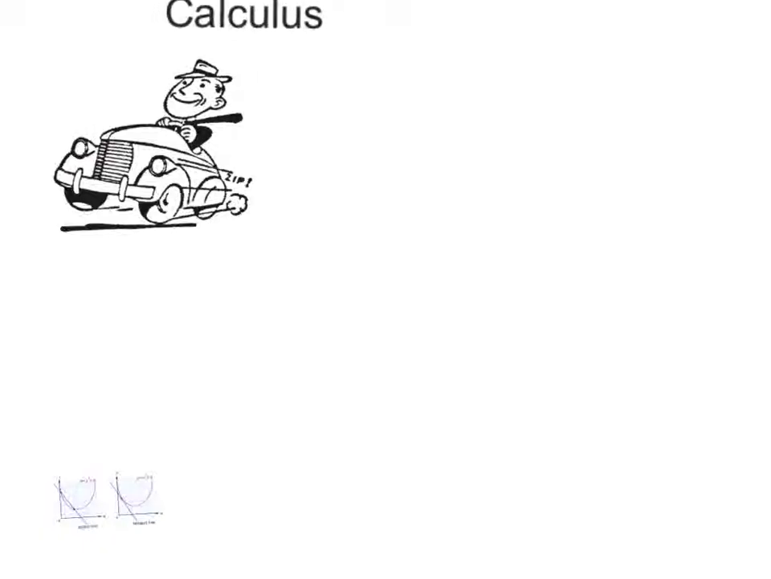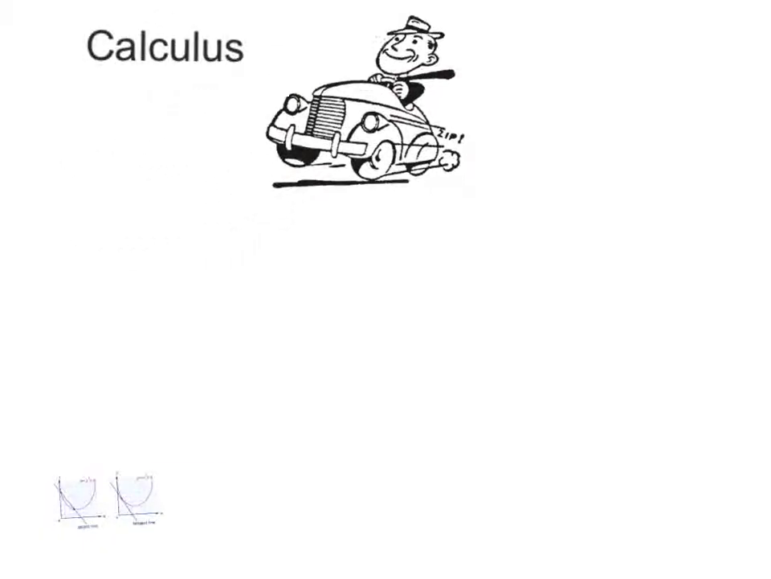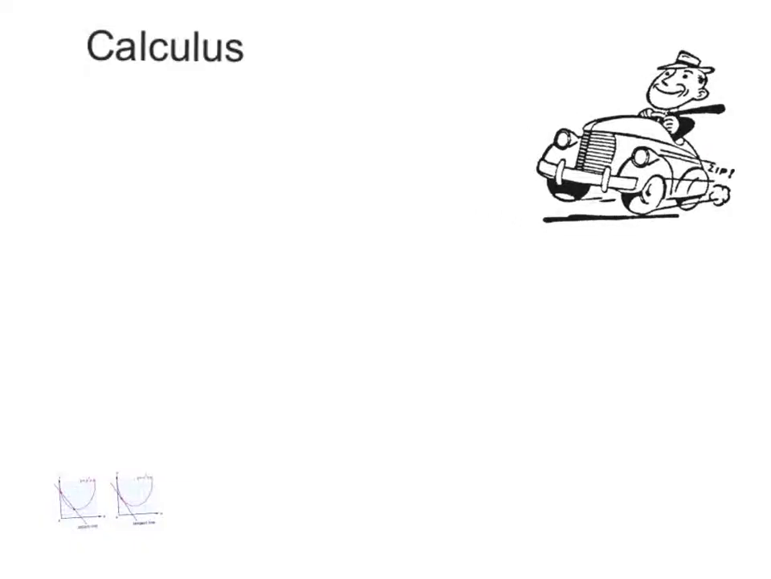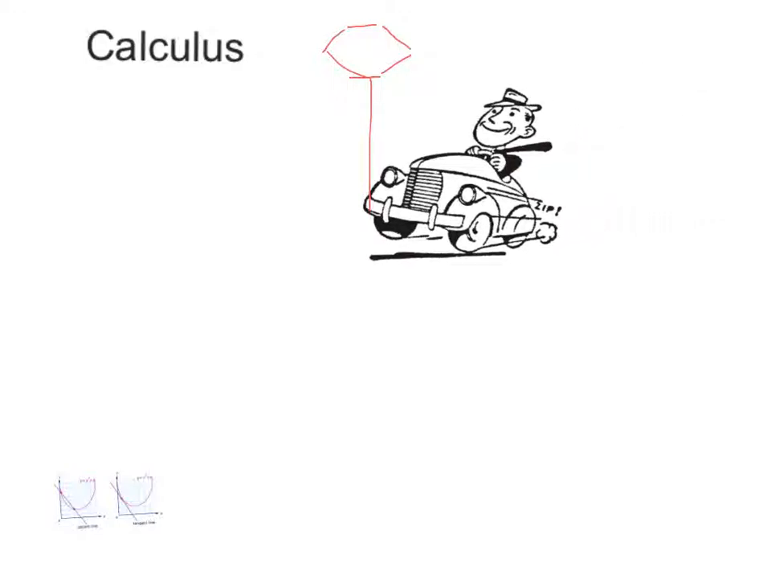But calculus lets us find out his instantaneous speed right at the moment he might cross the stop sign, just like in the video that we watched.